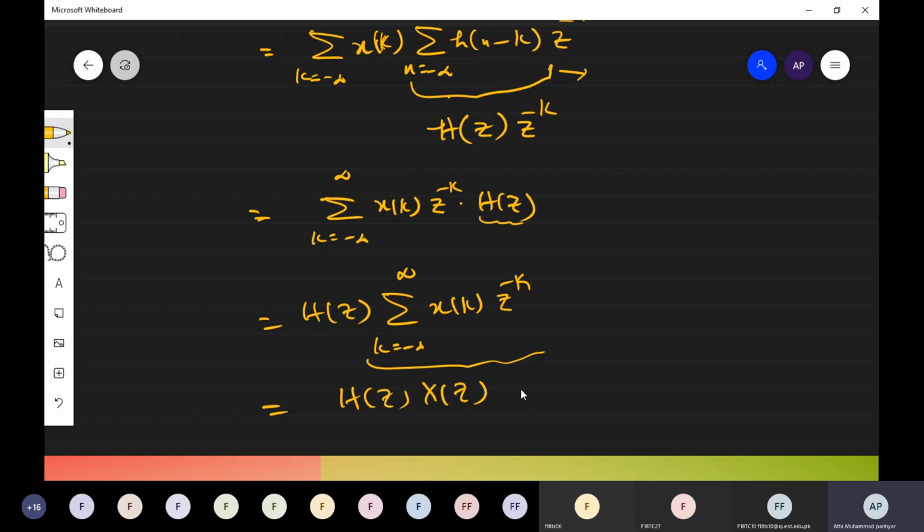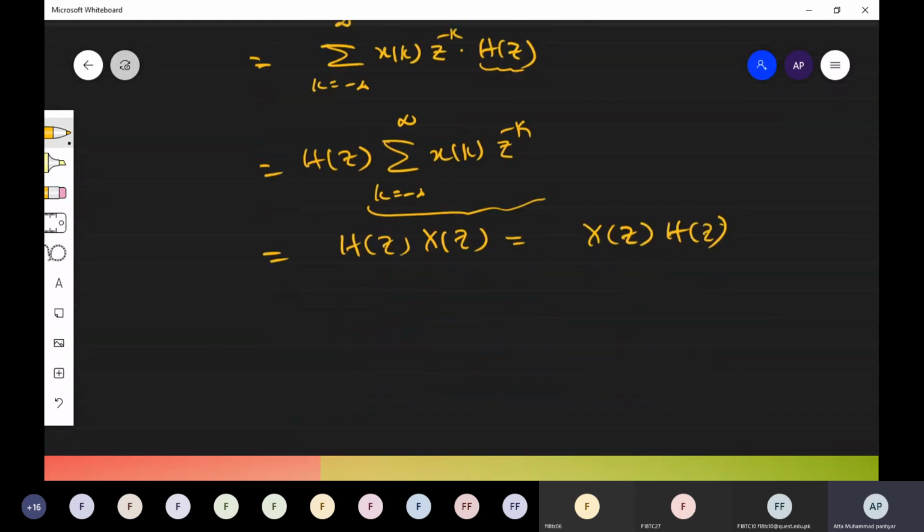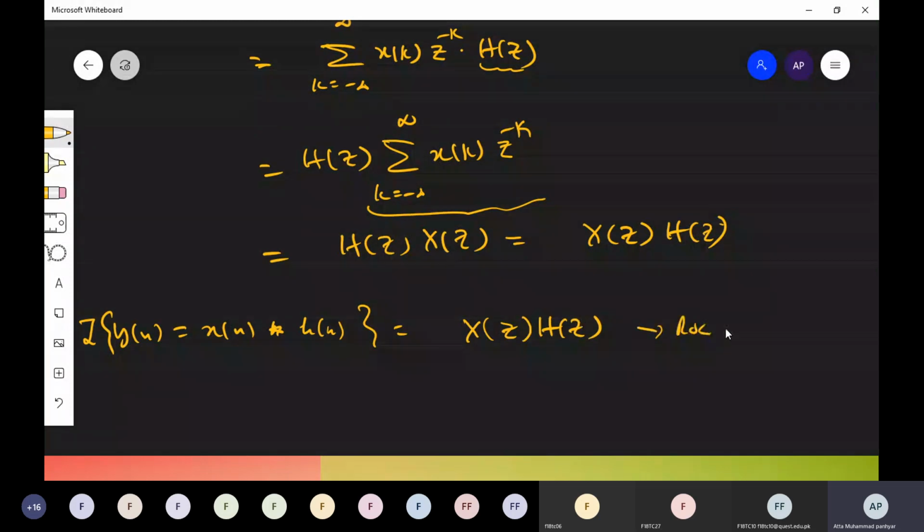And we know that convolution is commutative, so X of z multiplied with H of z is equal to H of z multiplied with X of z. Now we proved that convolution in time domain, if you take z transform, is multiplication in frequency domain or z domain. What about ROC? Well, ROC is R1 intersection R2, at least, right? At least intersection. Okay.